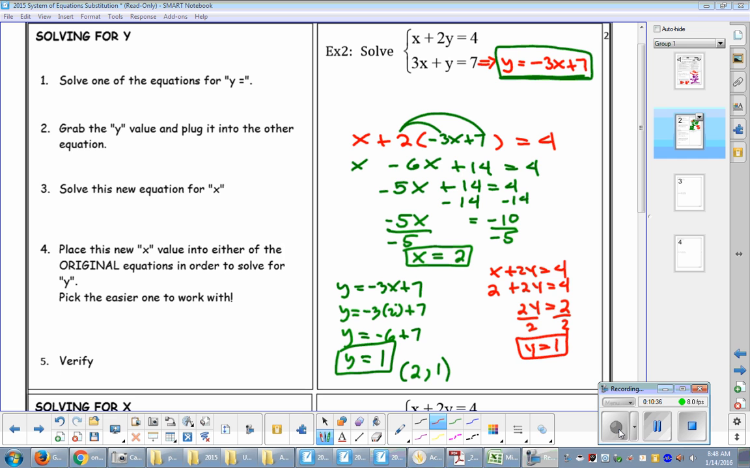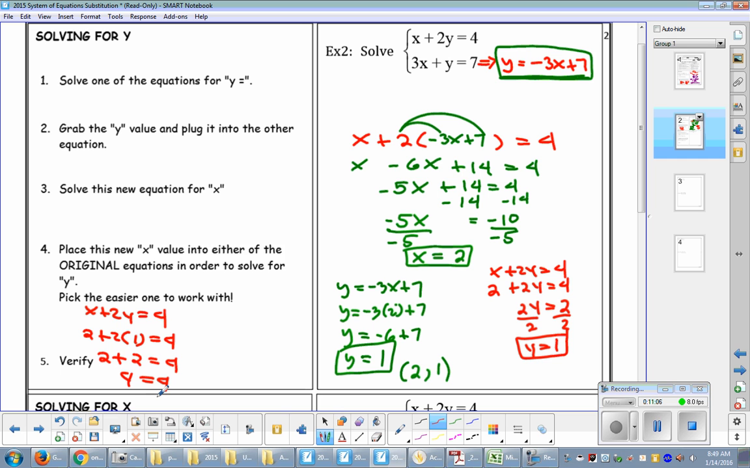After this, we have to verify our answer. So I have here 2 comma 1, I have one solution. So let's verify this one. So I'll use x plus 2y equals 4 first. So x is equal to 2, y is equal to 1. I'll get here 2 plus 2 times 1 is 2. I'll get here 4 equals 4. So it worked for the first equation.